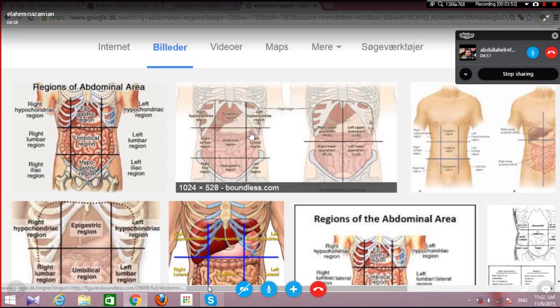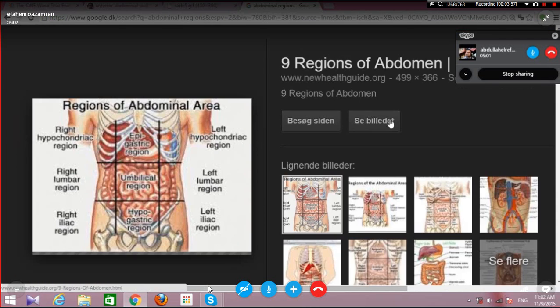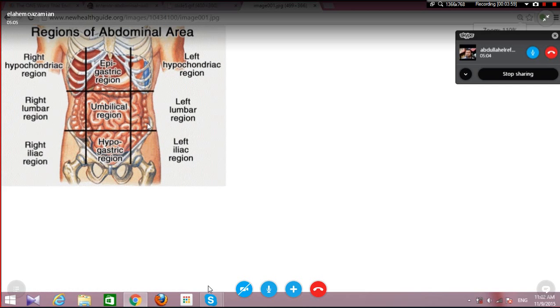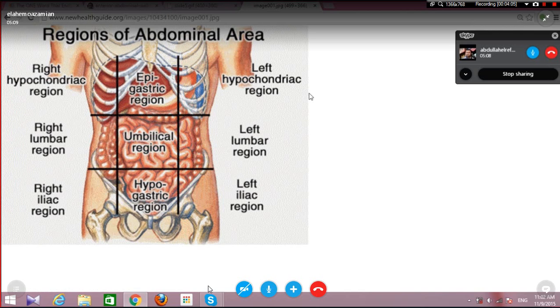Have you talked about the regions in the practice? No, she said only the projections of the organs. What do you mean by projections? Like where they are? Yes. Okay. So look at here. We divide the abdominal cavity or abdominal wall into different regions. Why? To describe the location of the organs. So if you know the regions, you can say each organ where it is in which region.